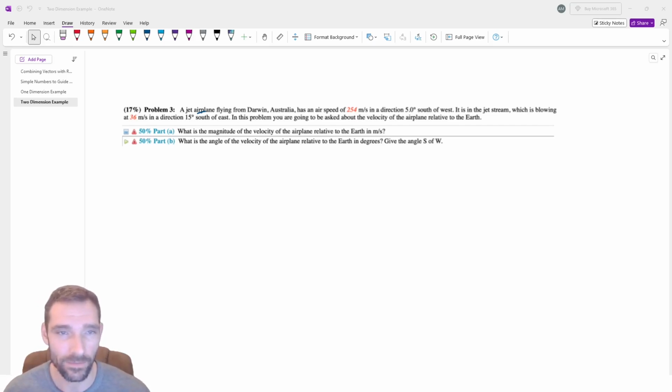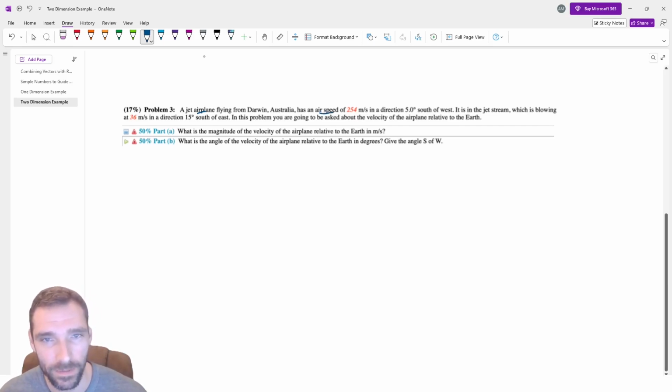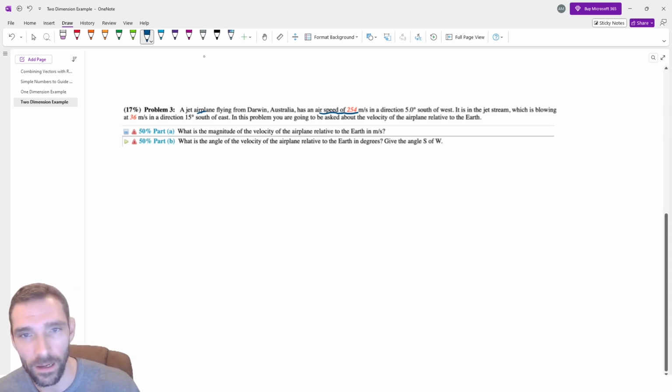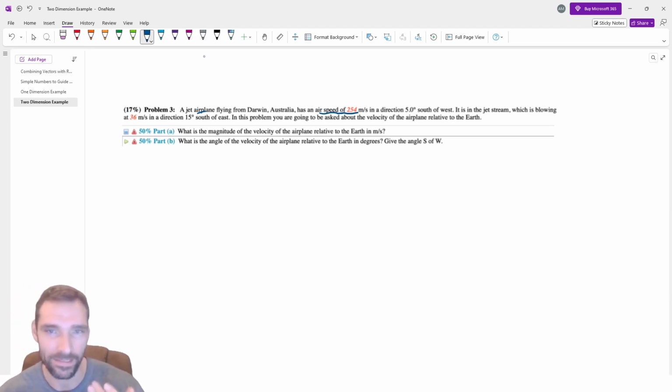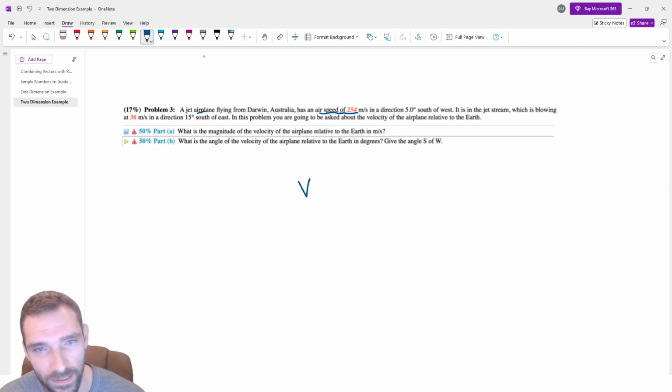In this problem, we have an airplane that has an airspeed of 254 meters per second, meaning if there's no wind, that is its speed. And if it's traveling in some air that's traveling as well, this is the speed of it. It's kind of like you walking on the train, if you will. So this is the velocity of the plane relative to the air.